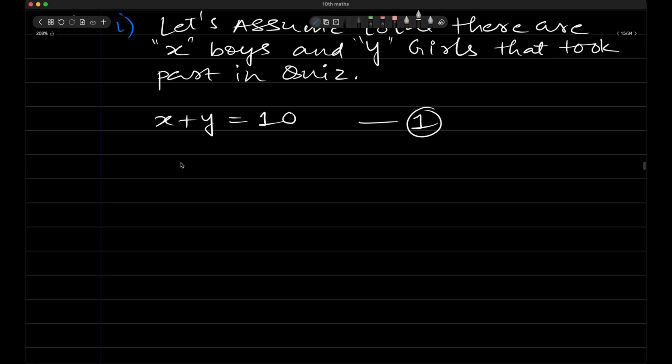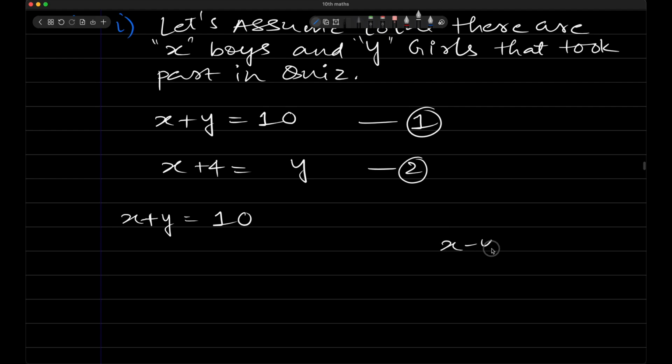And second equation is the number of girls is 4 more than the number of boys. So number of girls, that is Y, is more by 4. So we have to increase 4 boys to make the linear equation. This is the second equation. Now to solve the equations graphically, we need at least 2 points for each equation, that is x plus y equals to 10 and x minus y plus 4 equals to 0.